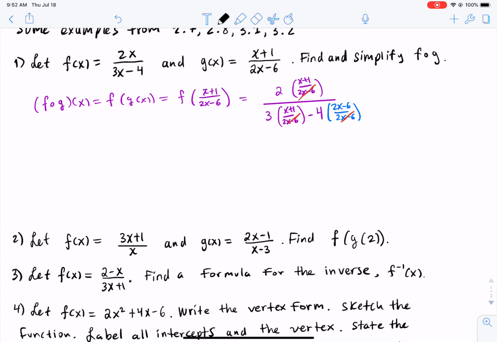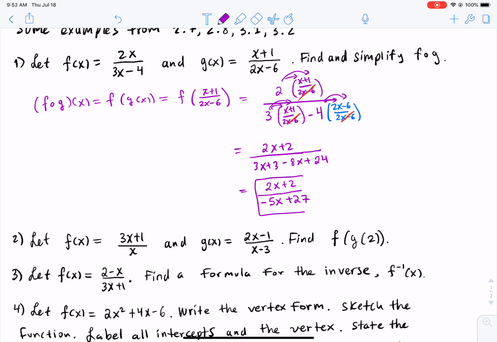So what do we have here? We're going to have 2x plus 2 on the numerator, because I'm distributing out the 2. And I'm going to have 3x plus 3, because I'm distributing out the 3. And when I distribute the negative 4, I'm going to have minus 8x plus 24. So what do I have in the numerator? It's 2x plus 2 and negative 5x plus 27. There you go. And this will be my answer here. You usually box your answer, then it's easy to follow the work.